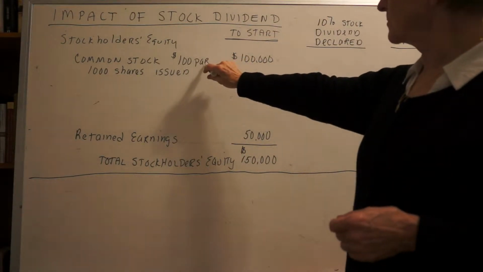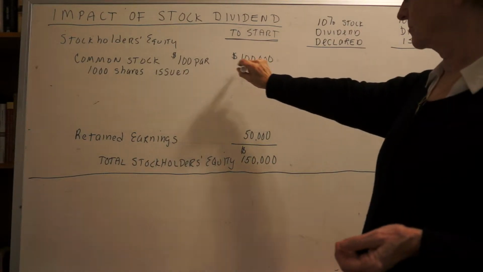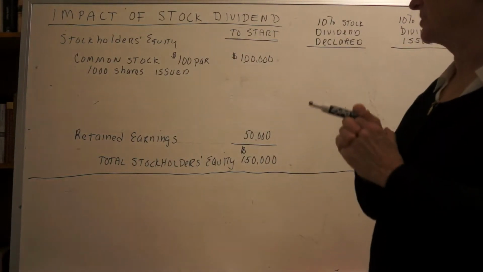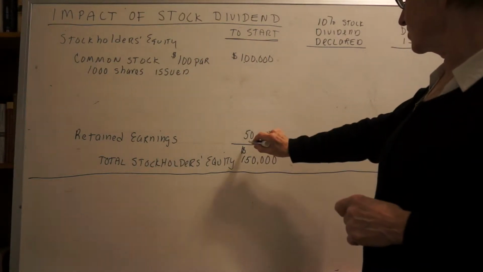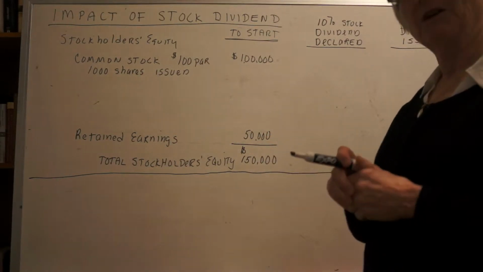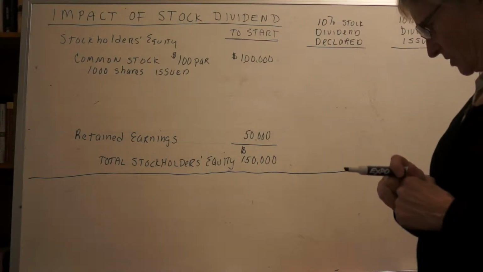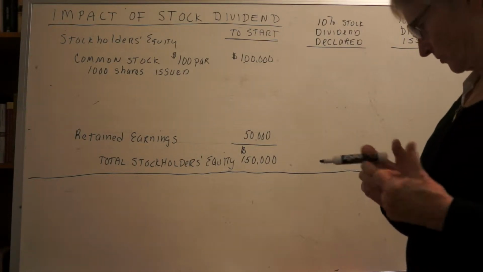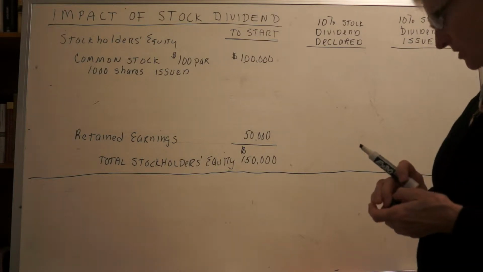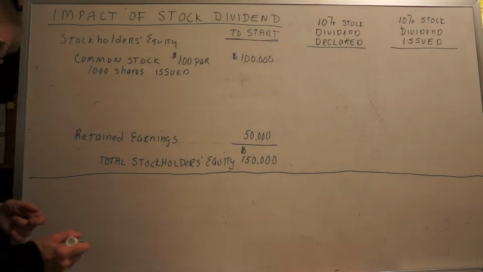We start off with common stock, $100 par, 1,000 shares authorized and issued. So 1,000 times 100 gives you 100,000. And we have retained earnings of 50,000 for total stockholders' equity of 150,000. So let's say that on October 1st, the board of directors declares a 10% stock dividend. Let's go through the little 4 questions on that.